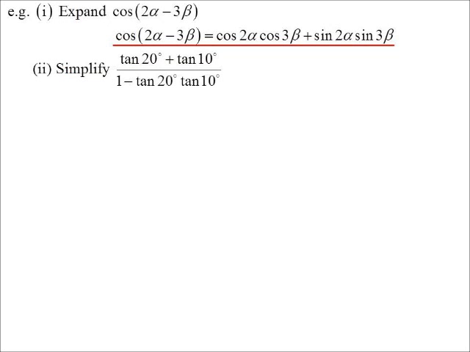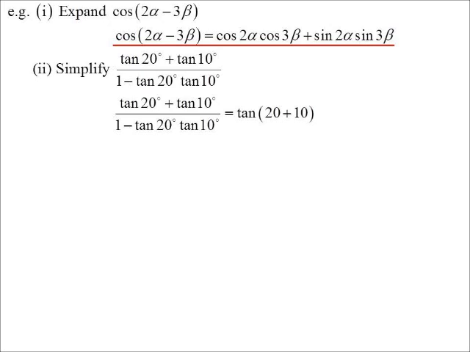Oh, they're trying to trick me with this one. Simplify tan 20 plus tan 10 on 1 minus tan 20 tan 10. But when I look at this, what do I notice? It's tan plus tan on 1 minus tan tan. Therefore, it's actually just the tan of 20 plus 10, which is tan 30. So the answer is 1 on root 3. So I see that pattern, tan plus tan on 1 minus tan tan.